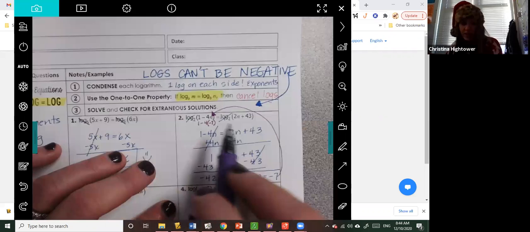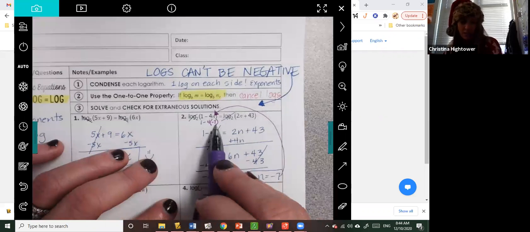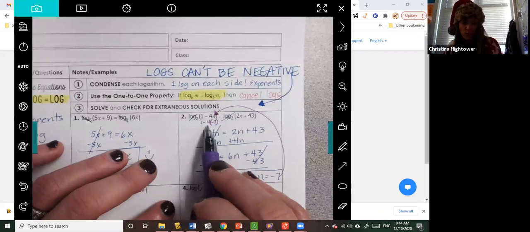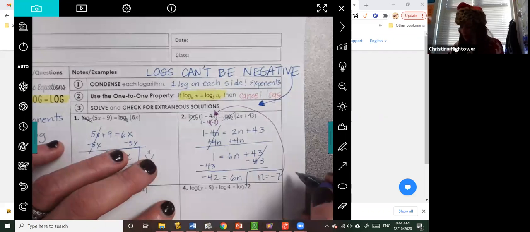Well, the negative and the negative give you a positive number. So you'll have 1 plus 28. And so that gives you a positive log. So this one's totally okay.